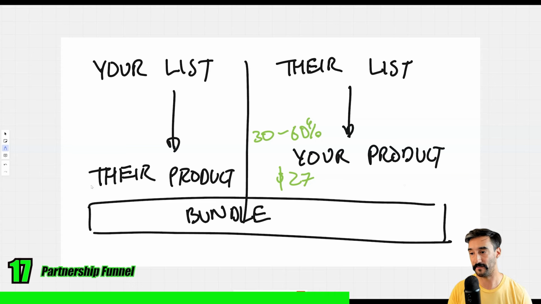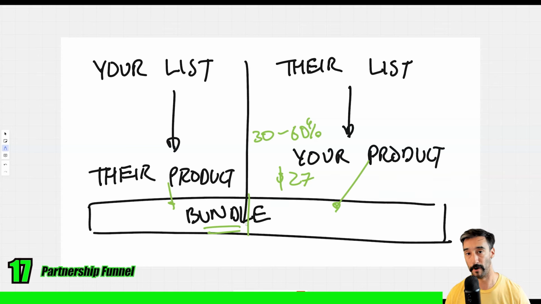Or a really good way of turbocharging this is by creating a bundle and putting your product and their product into the bundle, promoting both to their list, splitting it. Whoever makes sales makes sales. And it's a really good way to start trading customers and getting people to cross sell and cross buy.